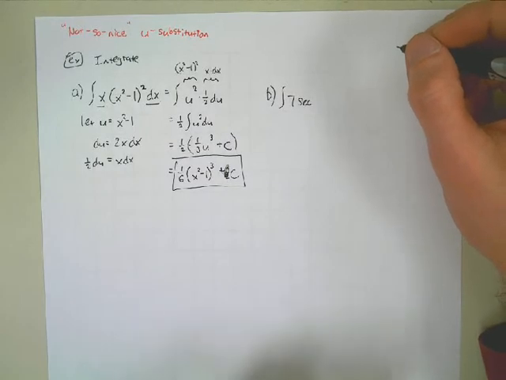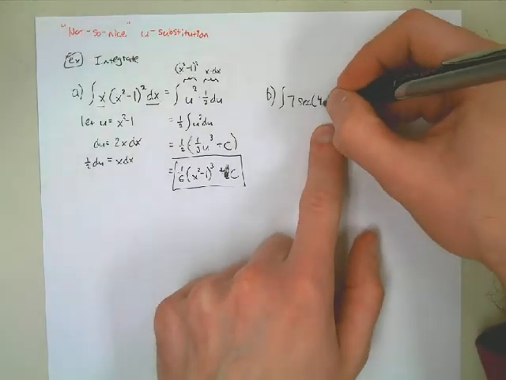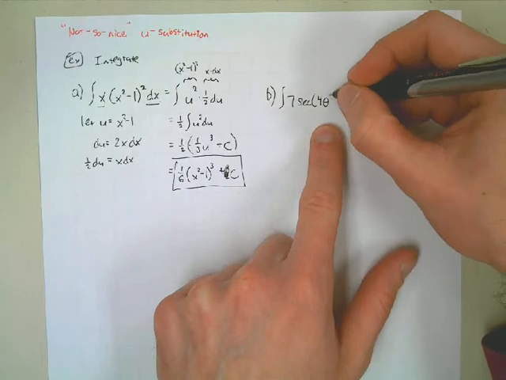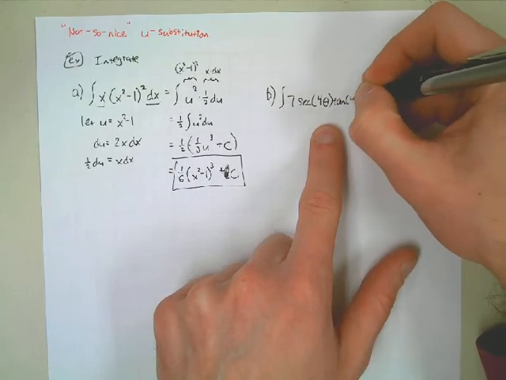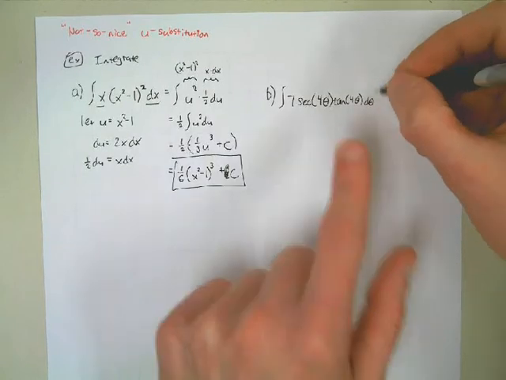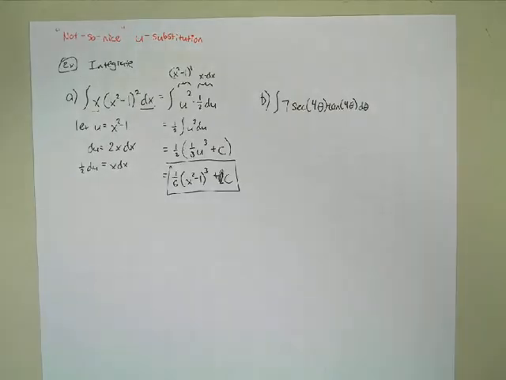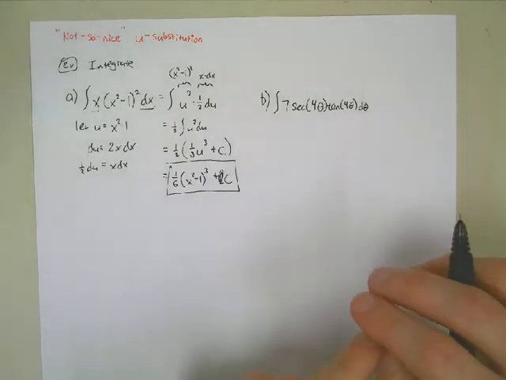So, all right, 7 secant of 4 theta, tangent of 4 theta, d theta. That's our last one here, and I'll get you guys started on the assignment. You're welcome. Okay, so there's our setup.